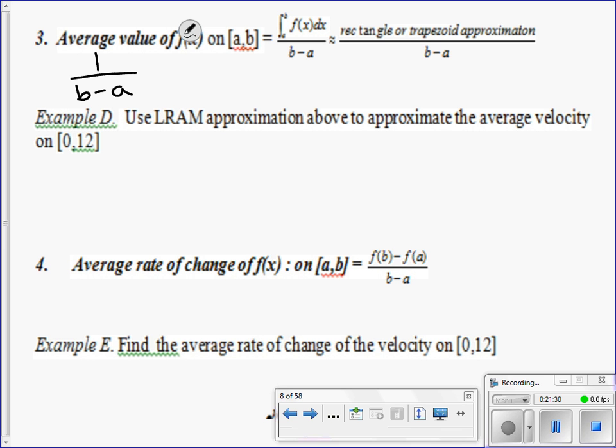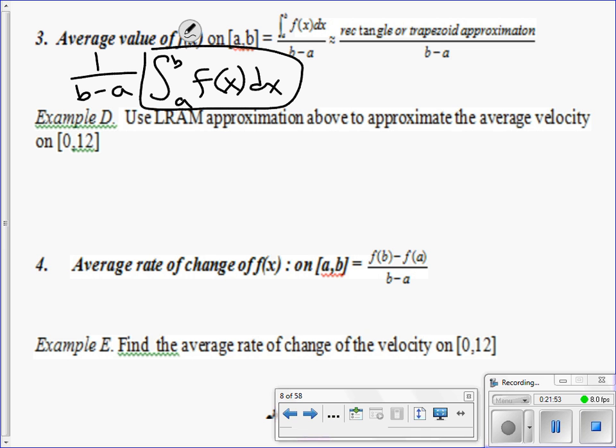Let's say approximate the value of whatever this function is over the interval. But remember, it's 1 over b minus a times the definite integral from a to b. You're just going to use whatever number you got using rectangles or trapezoids for this part. So you just take your approximation and multiply it by 1 over b minus a, or divide by b minus a. That's how you approximate the average value of a function over an interval.